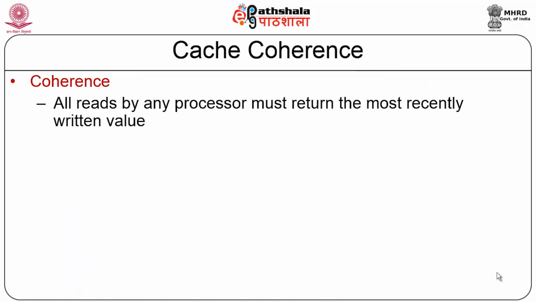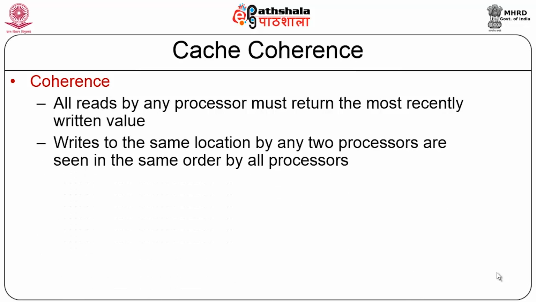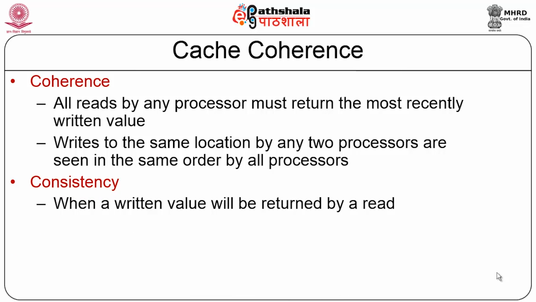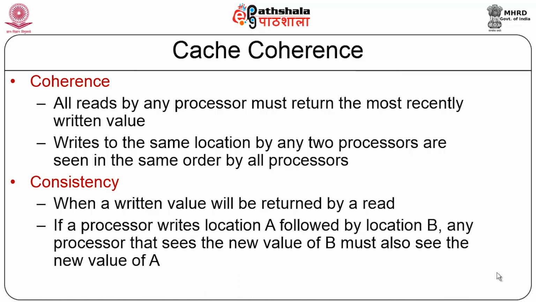What we mean by cache coherence is that all reads by any processor must return the most recently written value, and writes to the same location by any two processors have to be seen in the same order by all processors. And what we mean by consistency here is when a written value will be returned by a read, so that you get the correct information. If a processor writes location A followed by location B, any processor that sees the new value of B must also see the new value of A.